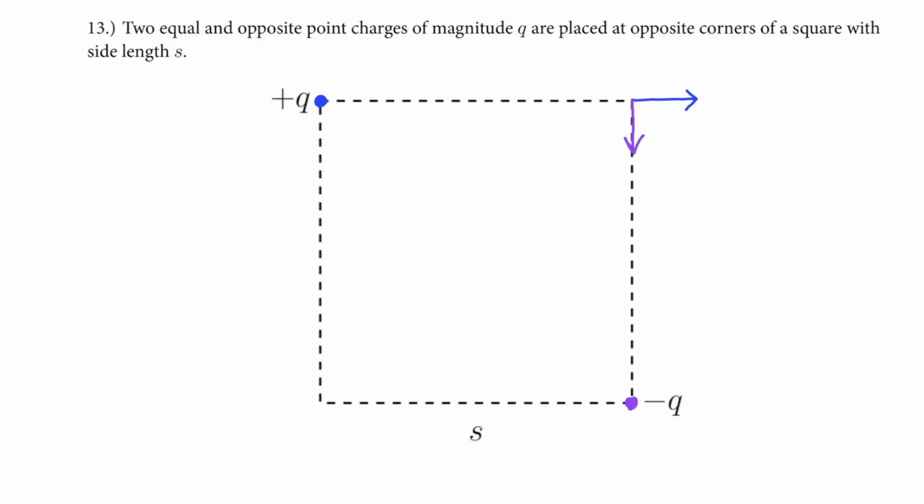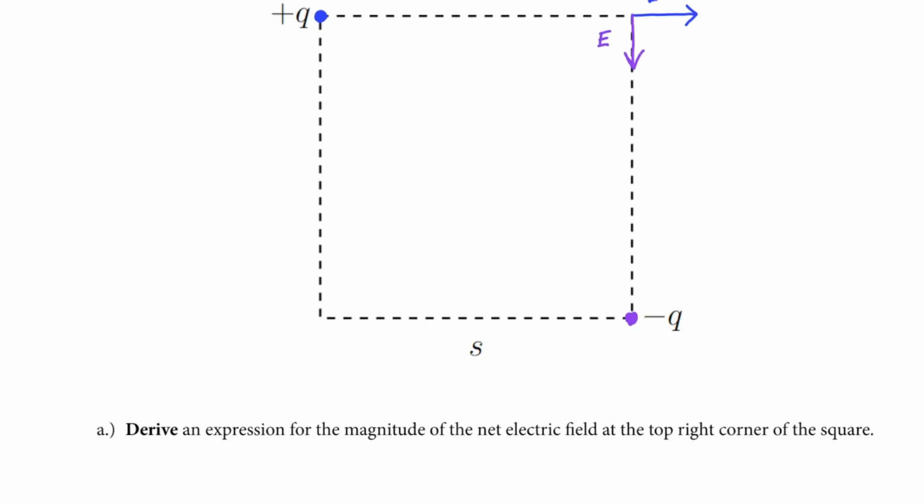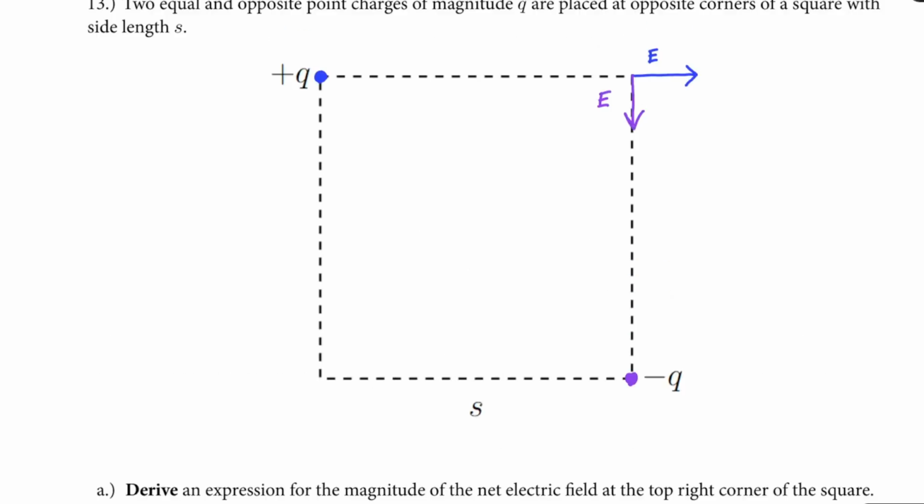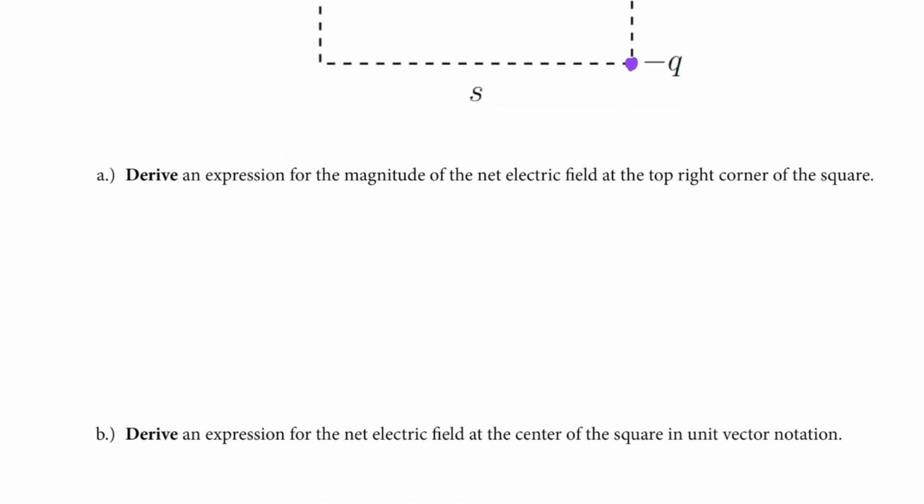And due to symmetry, we actually know that these two fields are going to have the same magnitude. And we just actually want that magnitude of the net electric field at the top right corner of the square. Well, we have a leftward field, or sorry, that is right.